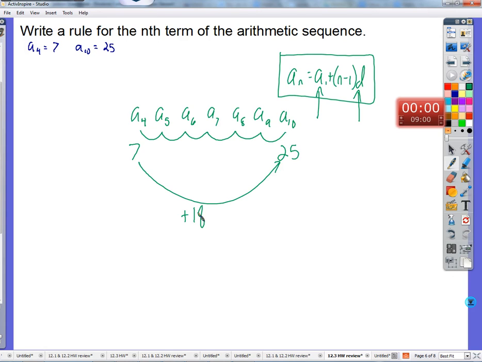And then you use that to find a sub 1. You could go backwards to a sub 3. So we figured out by dividing 18 by 6 that this is 3 that we're adding each time. So we could minus 3, minus 3, minus 3. Minus 3 is negative 2, 4, 1.